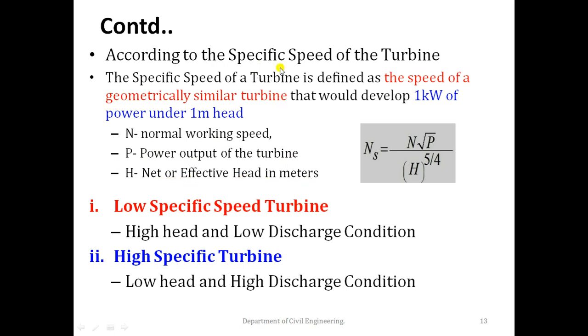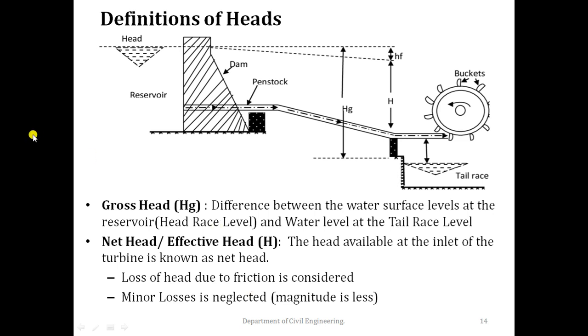So according to the specific speed of the turbine, turbines have been classified into low specific speed turbine and high specific speed turbine. Low specific speed turbine requires high head and low discharge. High specific speed turbine requires low head and high discharge. Coming to the definition of heads. So there are two types of head. One is gross head. Gross head will be denoted as Hg.